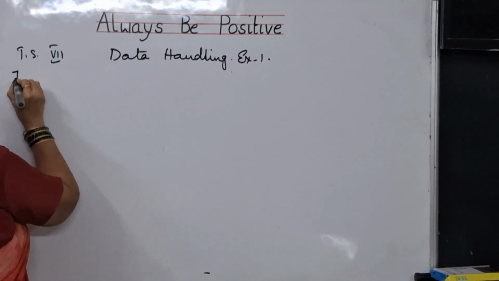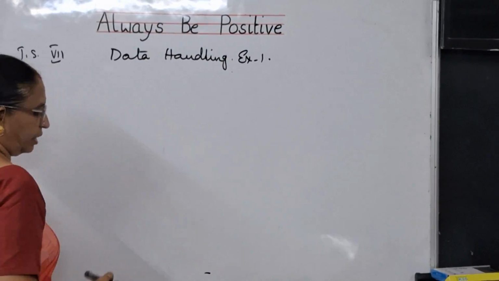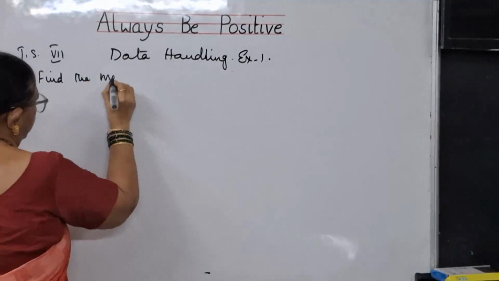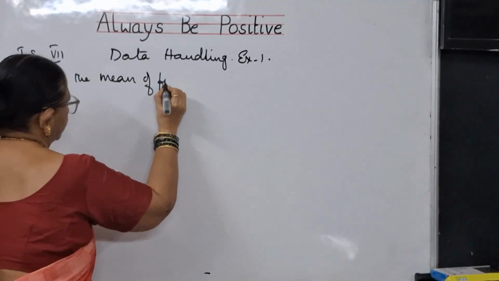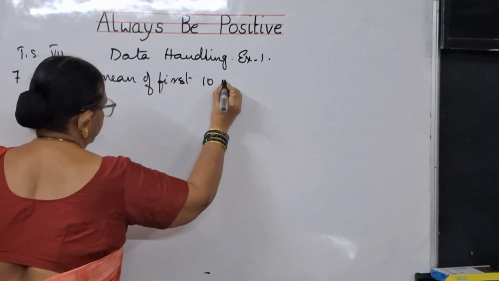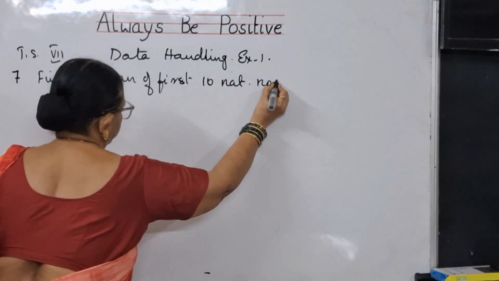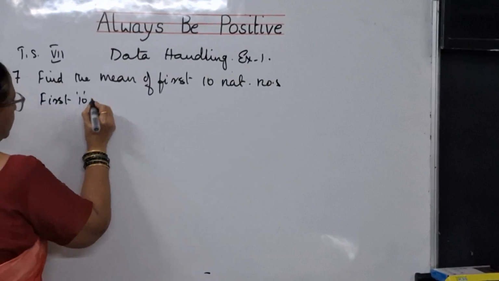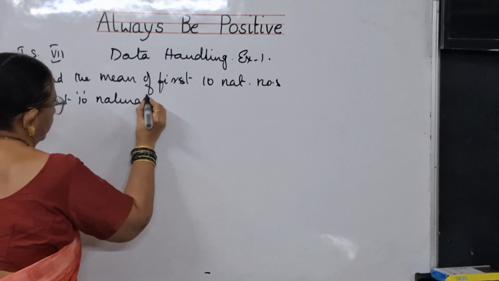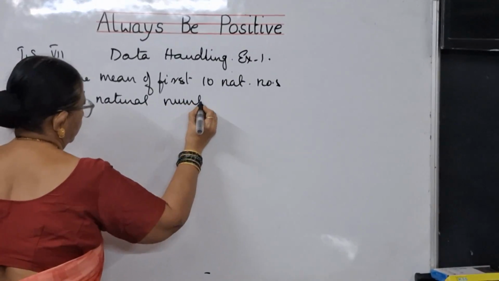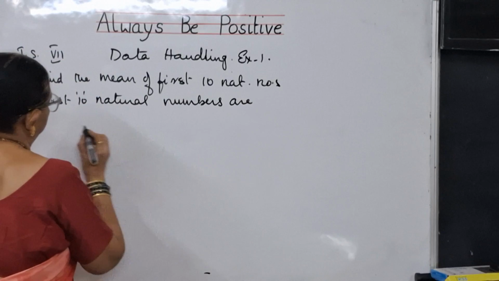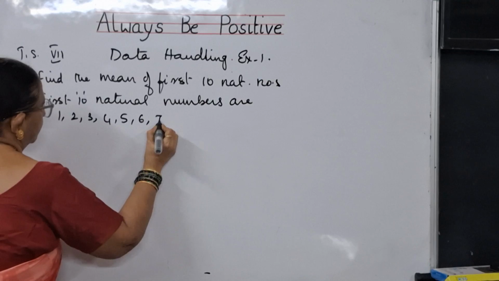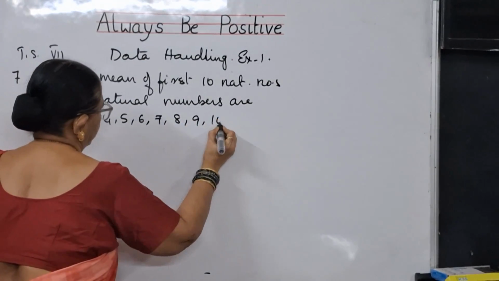Seventh problem. Find the mean of first 10 natural numbers. So the first 10 natural numbers are, what are they? 1, 2, 3, 4, 5, 6, 7, 8, 9, 10.